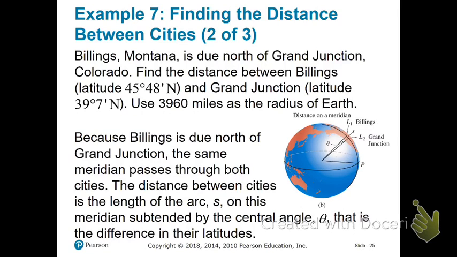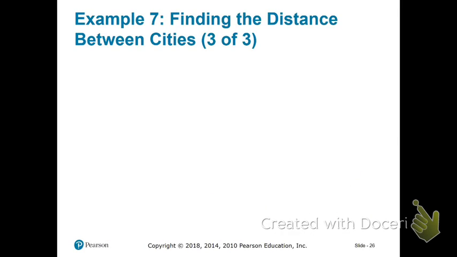So because Billings is due north of Grand Junction, the same meridian passes through both cities. The distance between cities is the length of the arc S on the meridian subtended by the central angle theta, that is the difference in their latitudes. So what we have here then is, let me turn my pen on. All right, so let's let this line here be our equator.